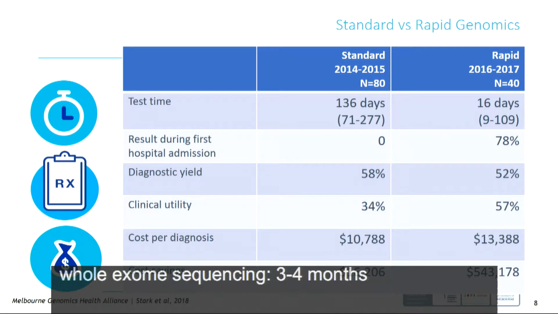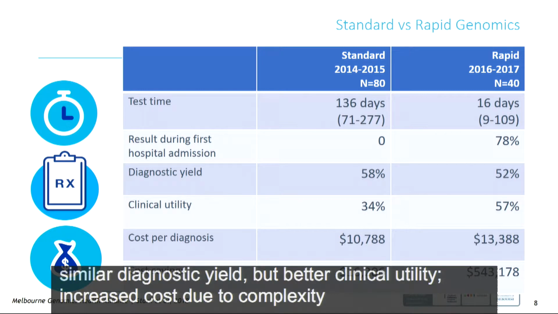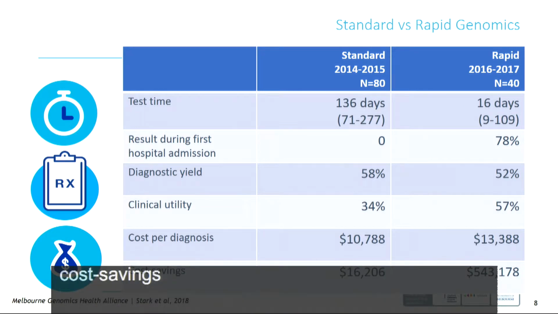And so these data here demonstrate the value. The diagnostic yield was about the same, but the clinical utility was significantly better in those cases where a rapid diagnosis was made. There was an increased cost associated with that in terms of the complexity of being able to deliver a more rapid diagnosis, but the overall cost savings were incredibly dramatic, as you can see in the final row, and this really is important information to be able to provide to policymakers and governments when it comes to decision making about funding this technology.